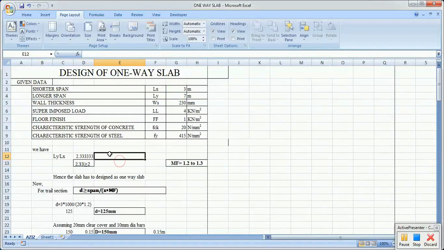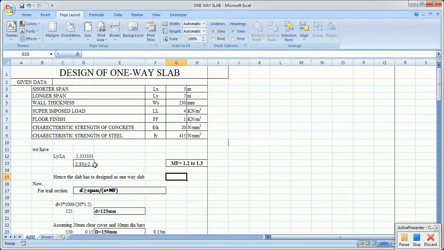So how do you do it? You have to put the formula: equal to Ly, 7, divided by Lx, 3. Enter, and you will get this. Here it is 2.33, which is more than 2. So we have to design it as a one-way slab.